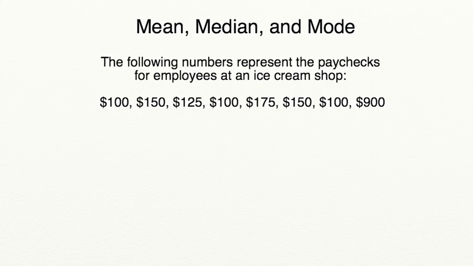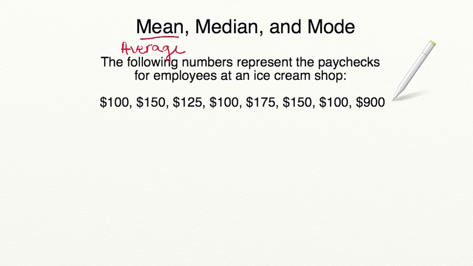We are going to begin today with mean, median, and mode using the data set below. The following numbers represent the paychecks for employees at an ice cream shop. Now we're going to start by finding the mean. The mean is also known as the average. The average is going to tell us the average or mean amount of the paychecks for all of the employees in the ice cream shop.